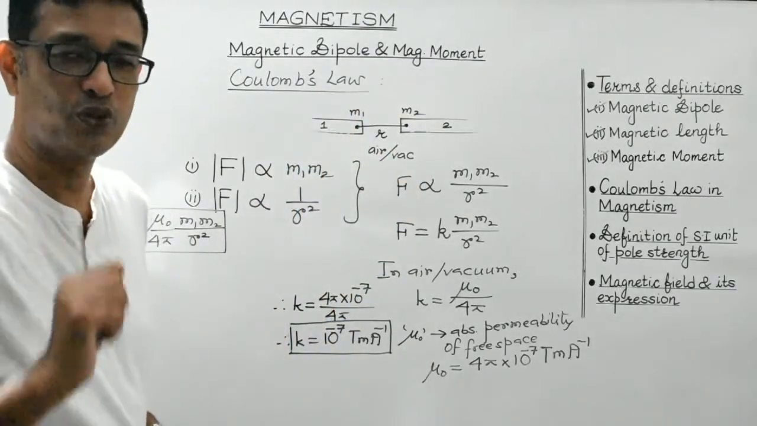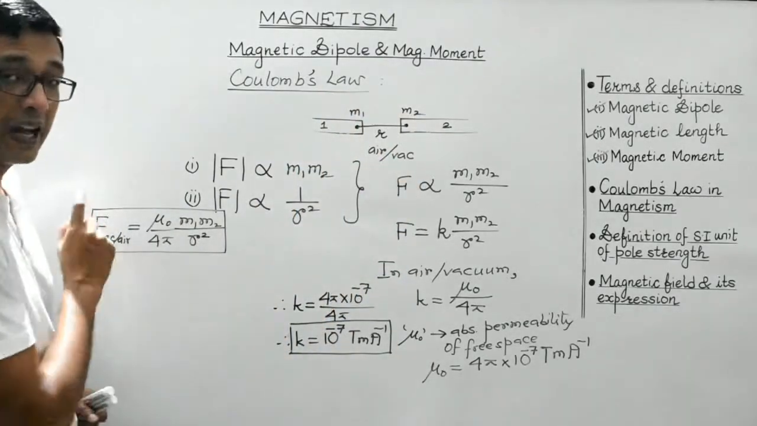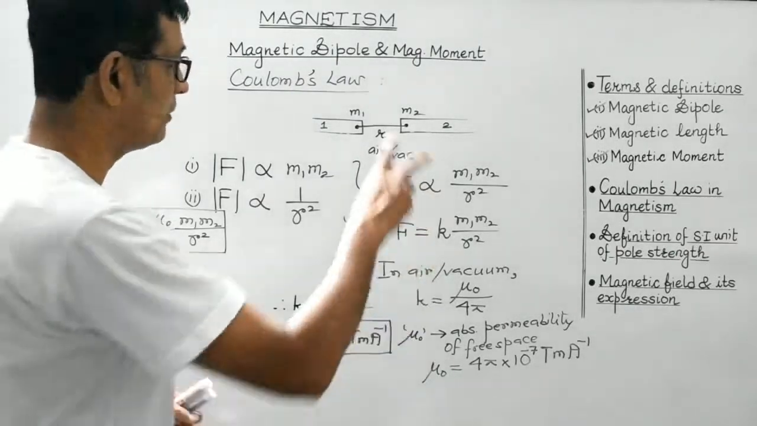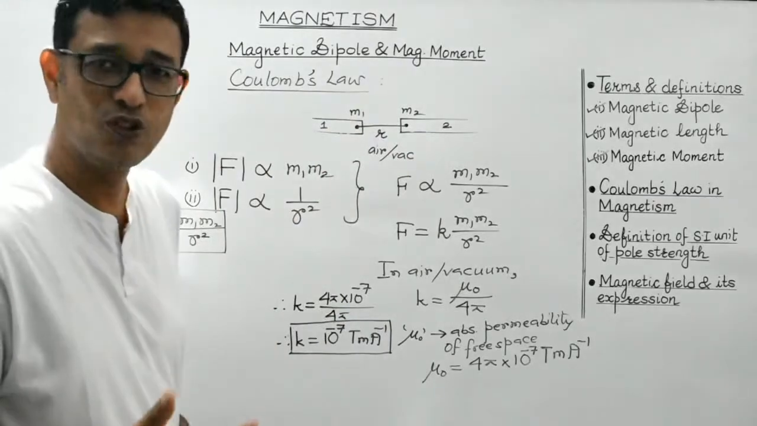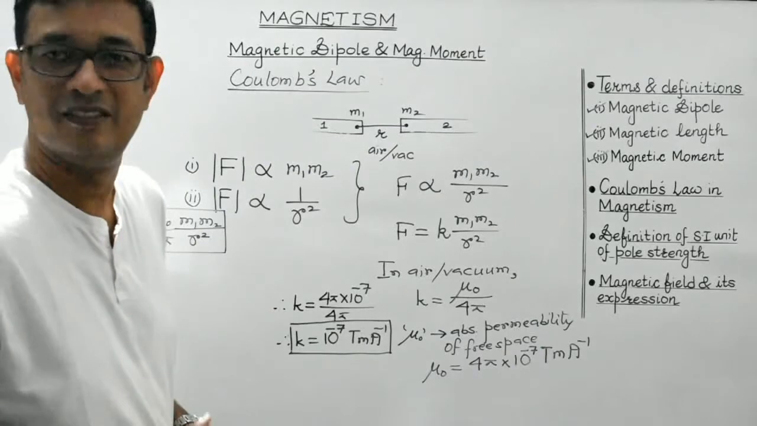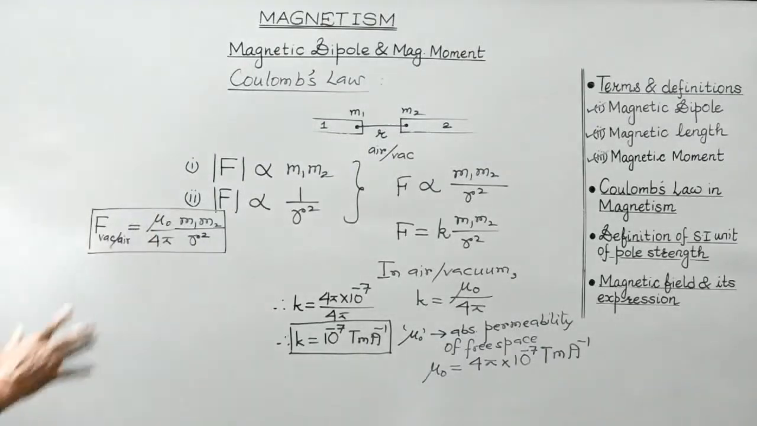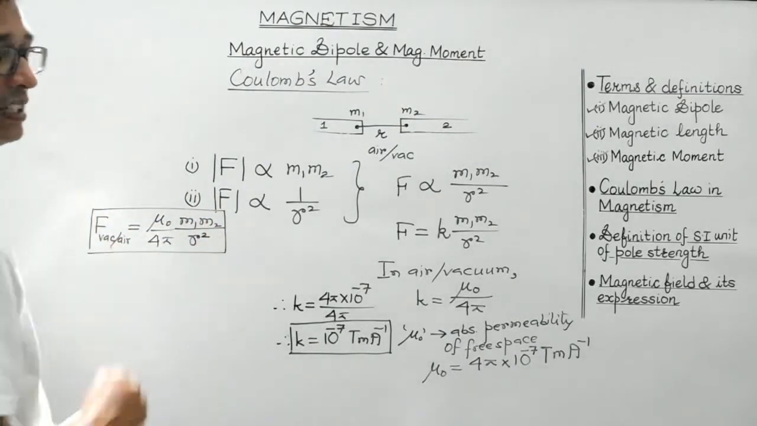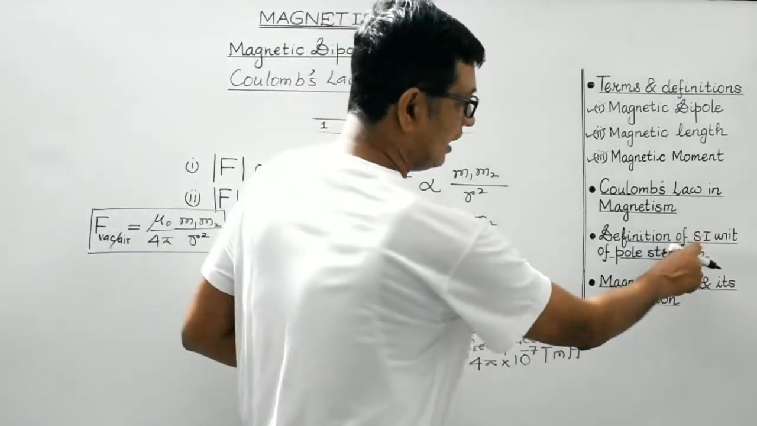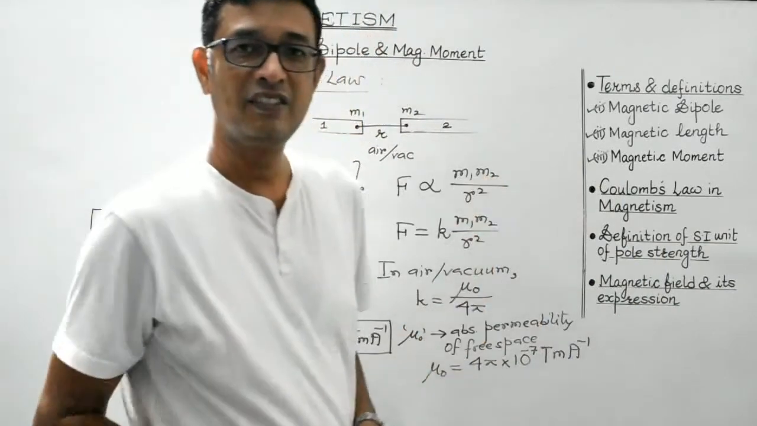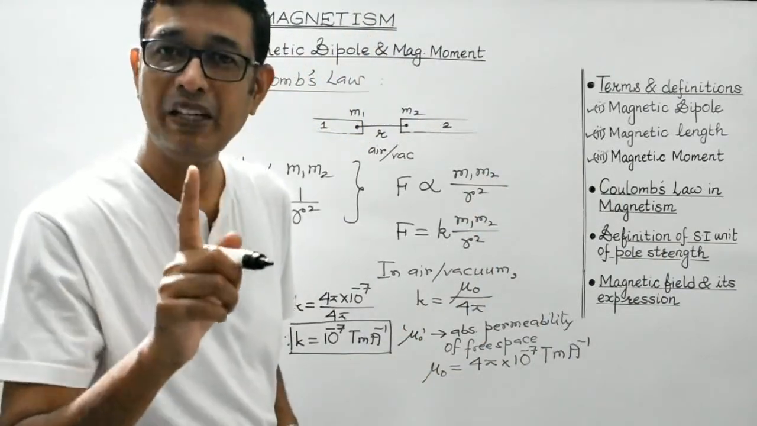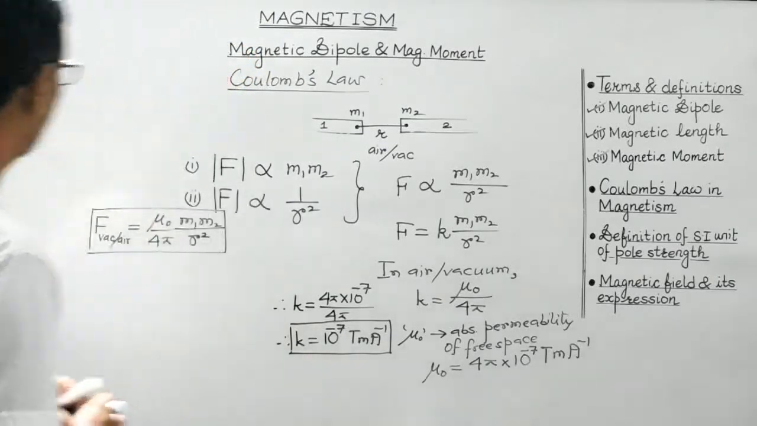And as I have told you, students, this magnetic force may be of attractive nature or repulsive nature, depending upon the nature of the poles. Like poles repel each other, unlike poles attract each other. Clear? So, with the help of this mathematical expression, we will try to define the SI unit of pole strength. SI unit of pole strength we have discussed, it is ampere meter. So let's try to define ampere meter.